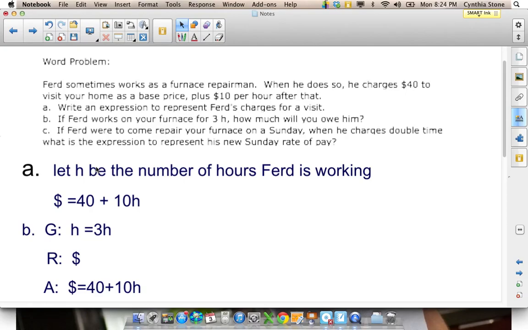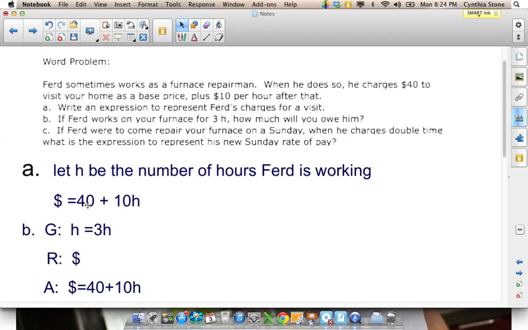And we start that by making a let statement, right? So let H be the number of hours that Ferd is working. I chose H because it's sort of representative, H for hours. And so the expression is the money he charges is 40. It's 40 no matter what.